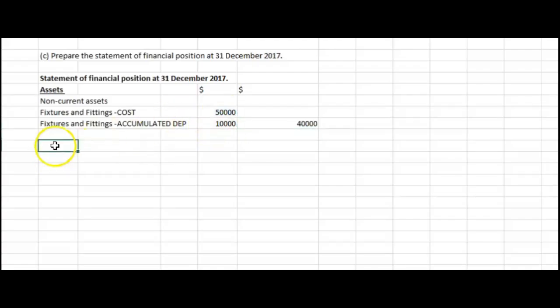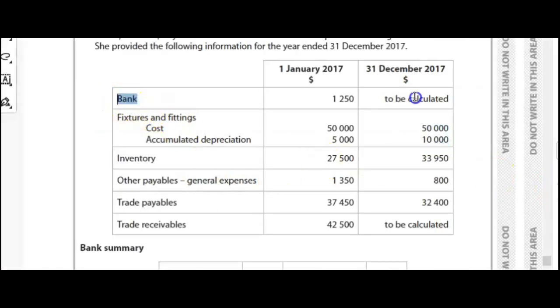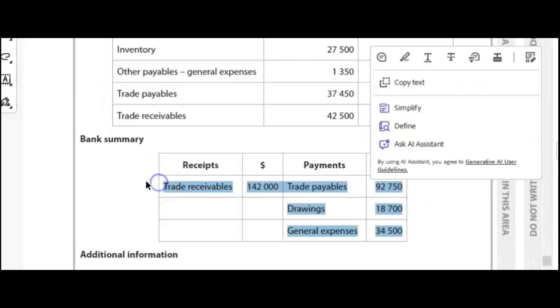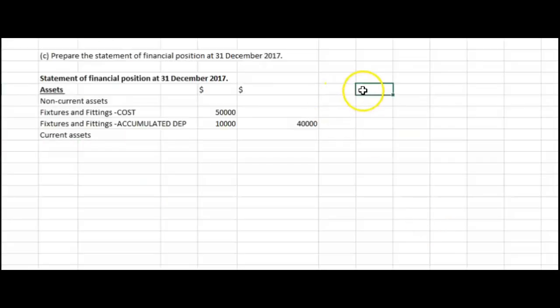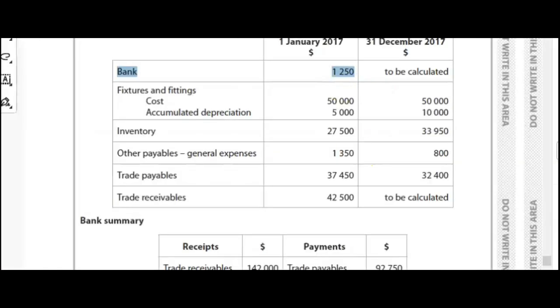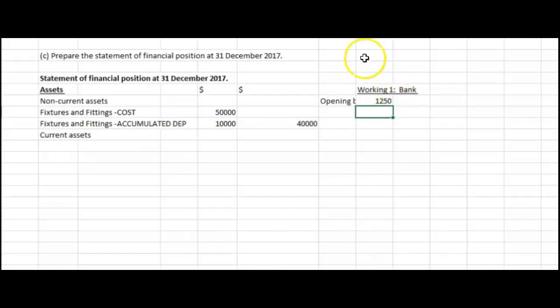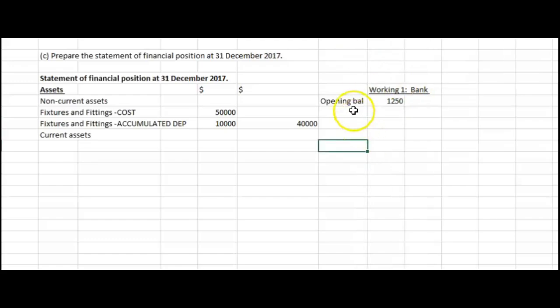Next, we move on to the current assets. In this question, the main current asset we look at is the bank balance. However, we don't have the closing balance directly, so we need to calculate it using a bank account in our workings. We start with the opening bank balance, which is $1,250.